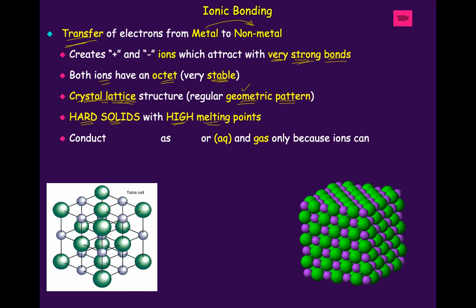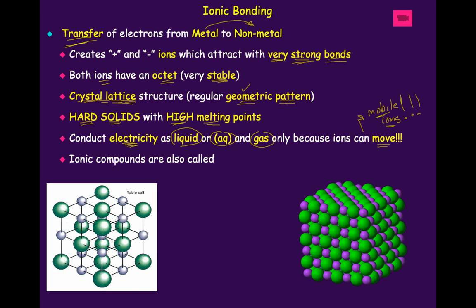Something you have to know, really important, is the properties of these, and we'll look at this towards the end: you can conduct electricity. Ionic compounds can conduct electricity, but only when ions can move. So they're going to conduct as a liquid, an aqueous solution, and a gas because ions can move. Sometimes we use the term mobile ions, important that you know this. Mobile means moving ion. So in these phases you can conduct, but not as a solid. Important to know, not solid.